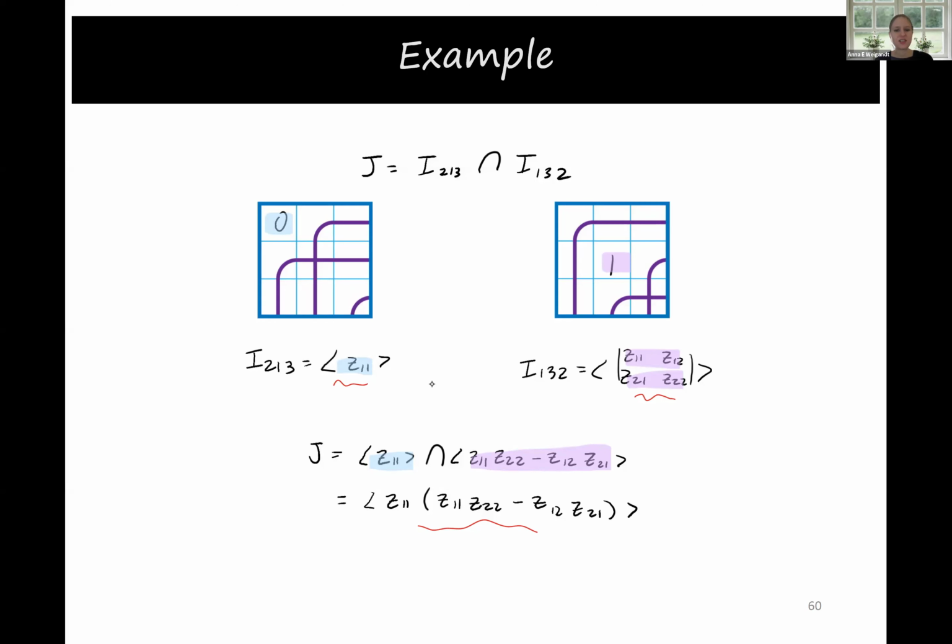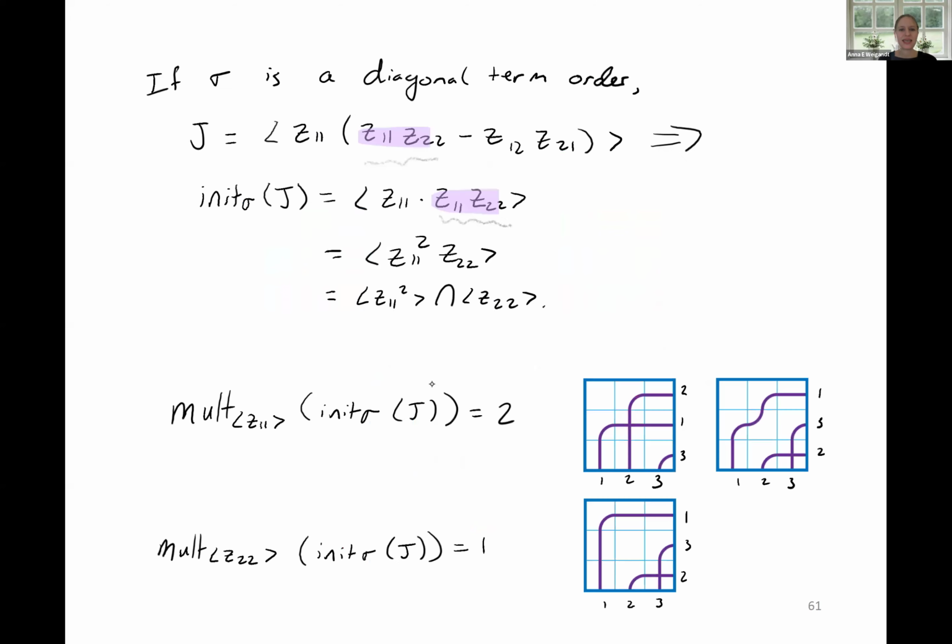And when I take the lead term with respect to this diagonal term order, then I get this initial ideal here. So this thing is not reduced because we have this Z11 squared, which is kind of a bummer. Or it's not radical because of this Z11 squared, but that's okay. We can take a primary decomposition. And here, this exponent of a 2 is telling us that there ought to be 2 Z11s. And this Z22, there ought to be one of them.